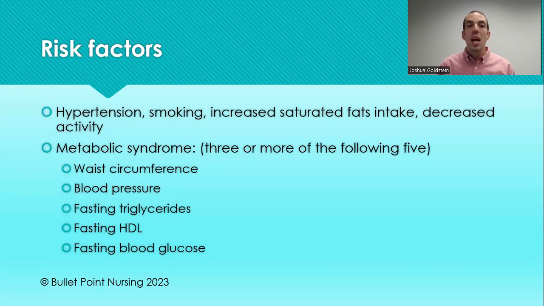characteristics. What are they? A waist circumference that is greater than 40 inches in men or 35 in women, a blood pressure that's greater than 130 over 85, a fasting triglycerides that's over normal, a fasting HDL that's below normal, or a fasting blood glucose that is over 100. A lot of people can have 1 or more of these characteristics. If someone has 3 or more of them, they have metabolic syndrome.